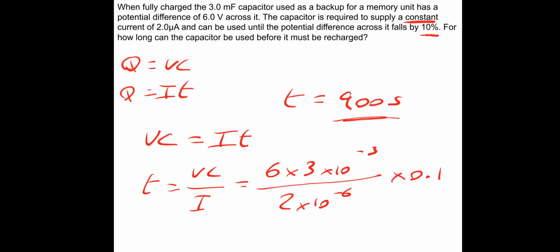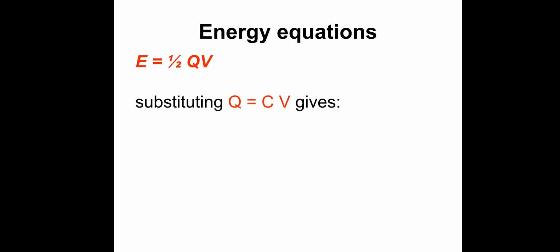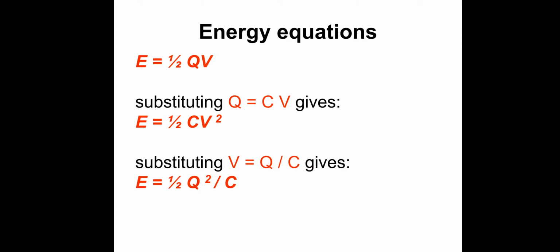Okay, let's get some information and then do some more questions. So energy equations for a capacitor, there's 3. So we've got energy is a half QV. Then we've got energy is a half CV squared. This one is used the most, I would say. And then the last one is energy is a half Q squared over C.